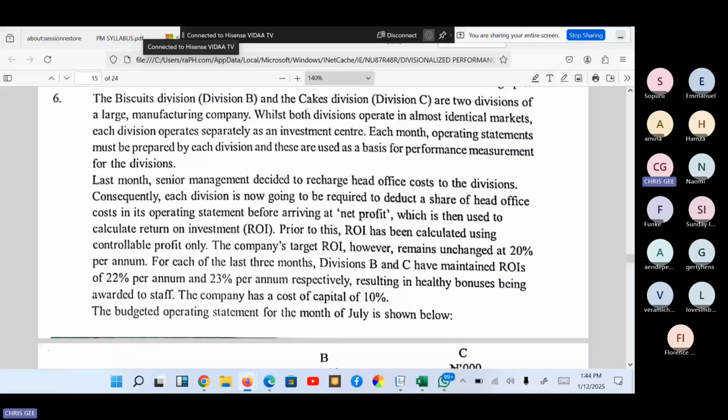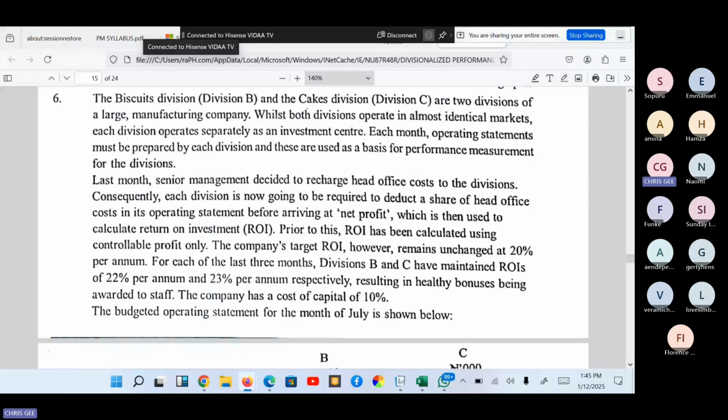Now look at what they are saying here. Last month, senior management decided to charge what? Head office cost. It means that they are charging it to their profit statement. Is it within their control? No, right? Would it be fair to charge this head office cost before arriving at the net profit? Instead of using profit before interest and tax, what they are going to be using is net profit, which is then used to calculate return on investment.